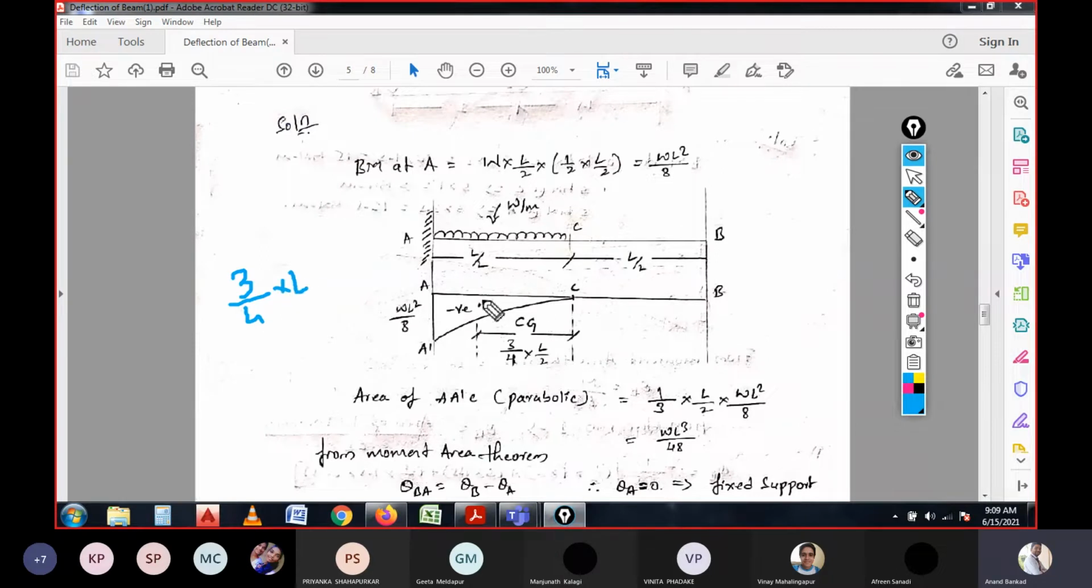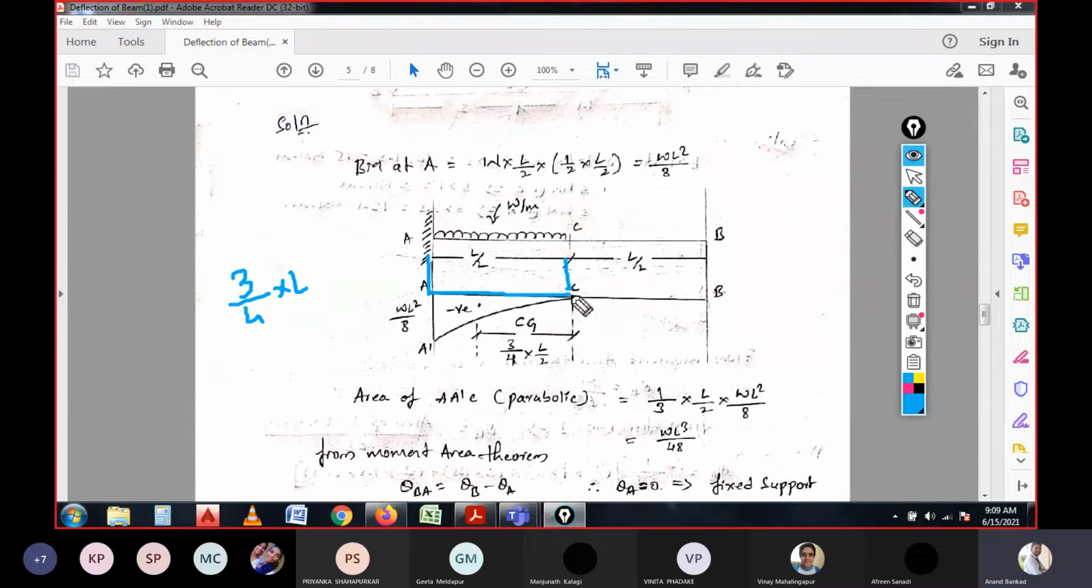So L is here L by 2, because we have only this triangle. So this is the length of the triangle, and this length is L by 2, right? So 3 by 4 into L by 2, right? So 3/4 of the L is the distance of CG from this point.